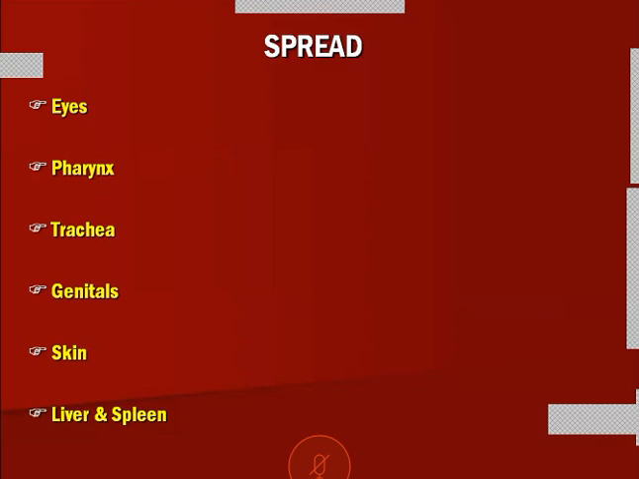So the spores may dislodge and go in, and wherever there is a raw area, there is every chance of implantation. And then lastly, genitals, skin, liver, and spleen. Whenever all these are involved, we call it malignant rhinosporidiosis or generalized rhinosporidiosis.